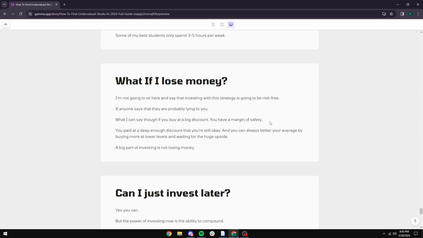What if I lose money? I'm not going to sit here and say that investing with this strategy is going to be risk-free. If anyone says that, they're lying to you. What I can say, though, is if you buy at a huge discount, you'll have a margin of safety. You paid at a deep enough discount that you'll still be okay. And you can always better your average by buying more at the lower values and waiting for that huge upside. A big part of investing, like I said, is not losing money. It's about making money and compounding the money over and over again.